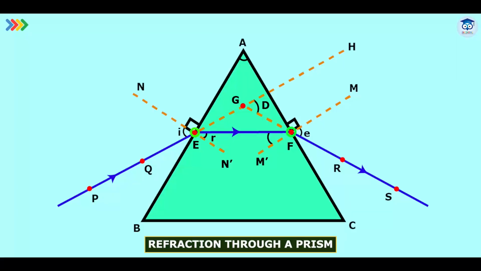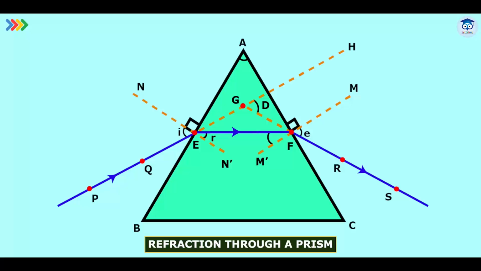Join E and F with a straight line. This represents the path of the refracted ray inside the prism. Then, at both points E and F, draw perpendicular lines to the prism surfaces AB and AC respectively. These perpendiculars will help you measure the angles involved.